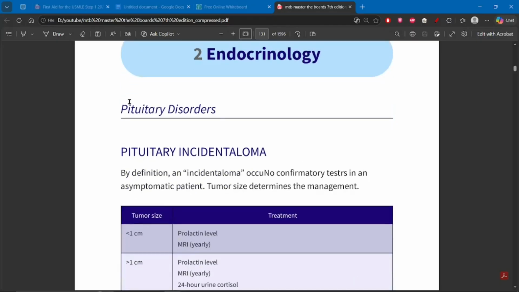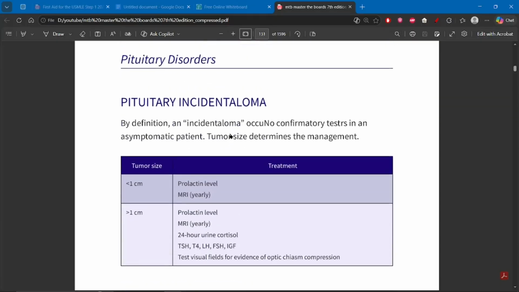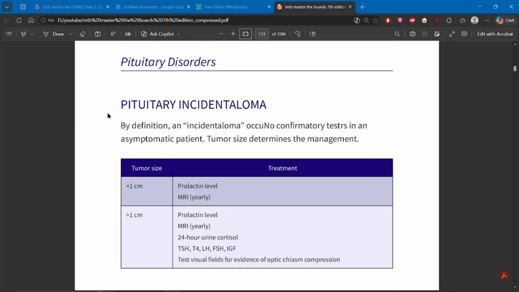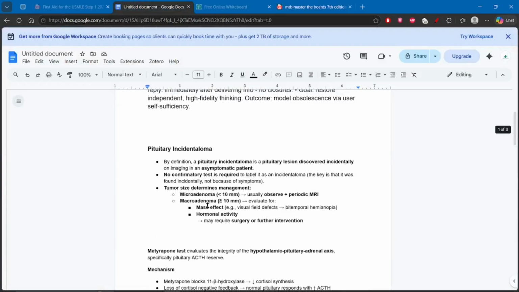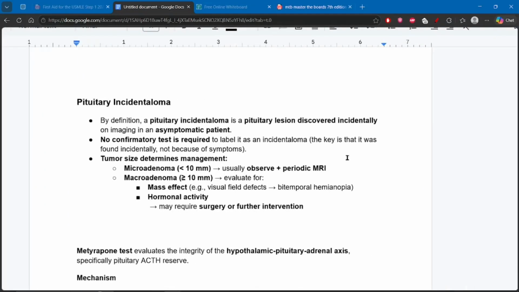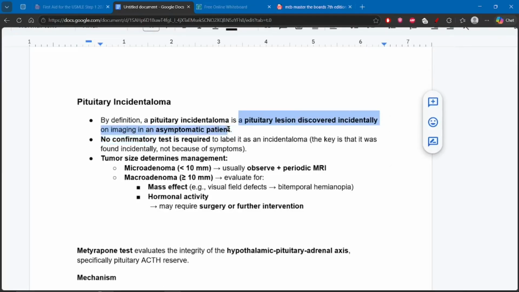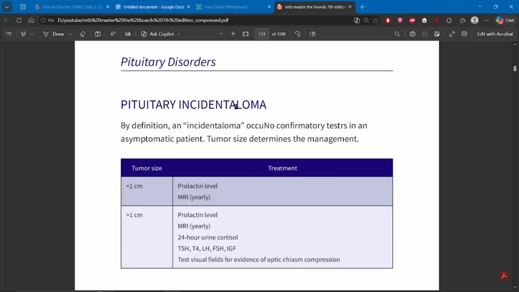So first we have pituitary disorders, pituitary incidentaloma. By definition, an incidentaloma occurs, okay, there's a bit of a misprint over here. So basically, a pituitary incidentaloma is a pituitary lesion discovered incidentally on imaging in an asymptomatic patient. If a patient is undergoing imaging for any other reason and a tumor is discovered in the brain or in the pituitary, now the patient is asymptomatic.